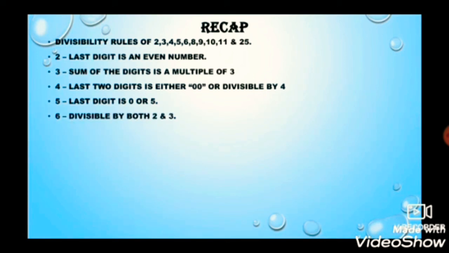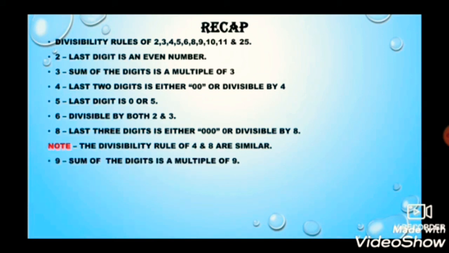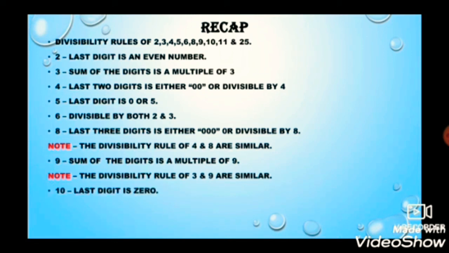Divisibility rule of 6 is divisible by both 2 and 3. Divisibility rule of 8 is last three digits is either 000 or divisible by 8. Note, the divisibility rule of 4 and 8 are similar to each other. Divisibility rule of 9 is the sum of the digits is a multiple of 9. Note, the divisibility rule of 3 and 9 are similar to each other.